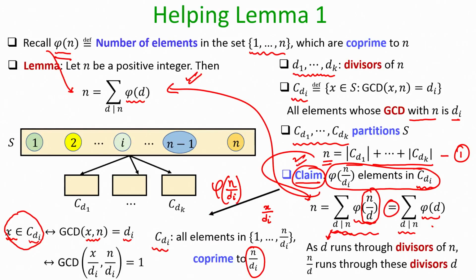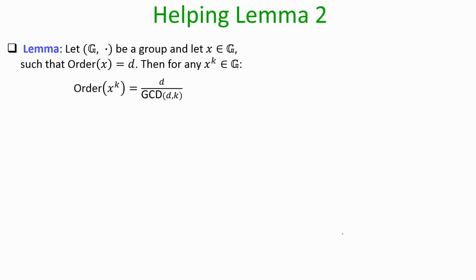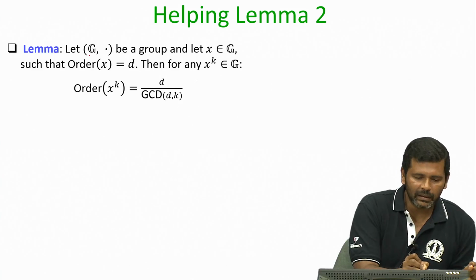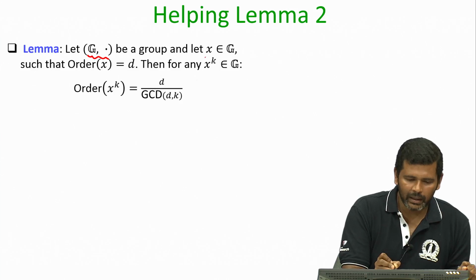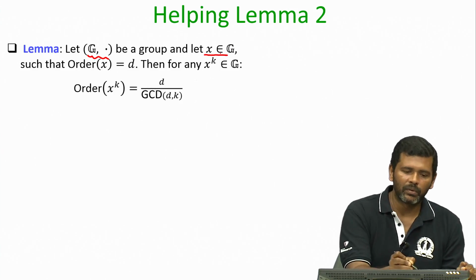So, I have proved my helping lemma number 1. My helping lemma number 2 is the following. Imagine I take a multiplicative group, and imagine there is an element from the group G whose order is d.